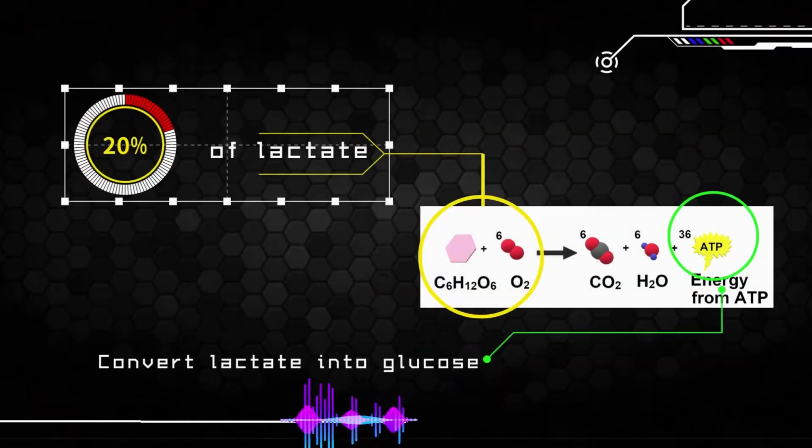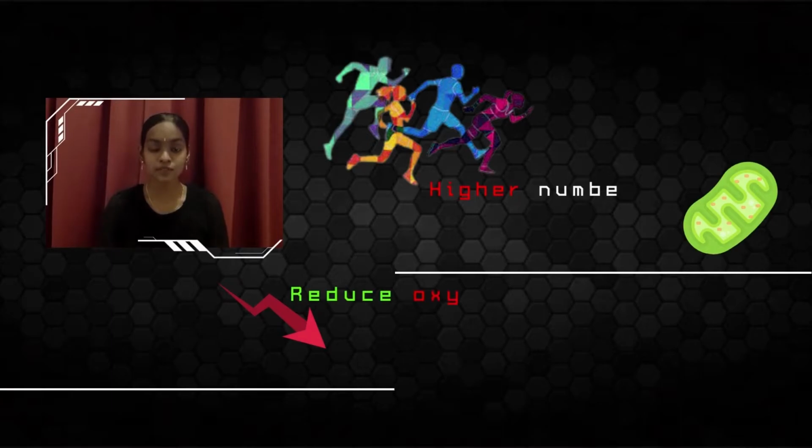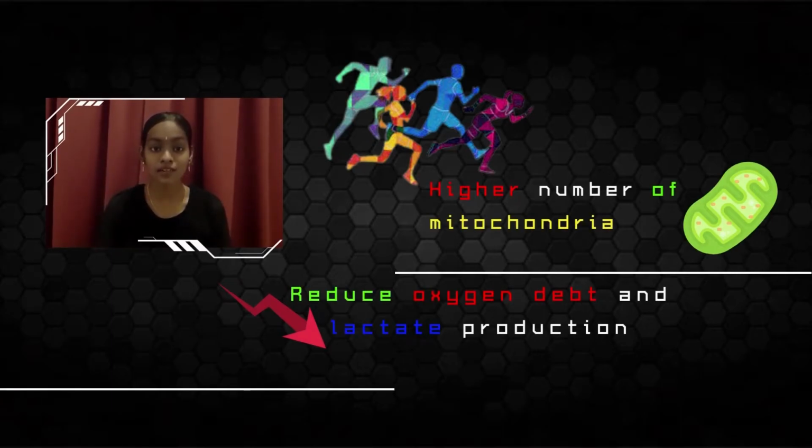20% of the lactate is completely broken down in the liver and converted into carbon dioxide and water. The ATP gained by this respiration is used to convert the remaining 80% of the lactate into glucose. In a person who regularly exercises, such as athletes, there is a higher number of mitochondria as they rely on mitochondria rather than fermentation. Therefore, oxygen debt and the production of lactate can be reduced.